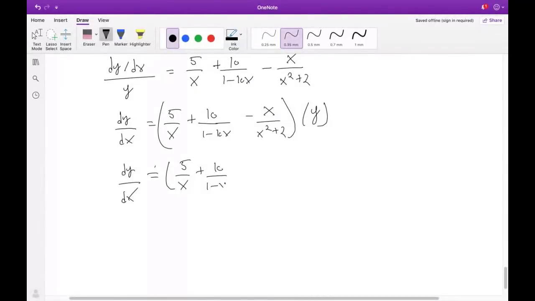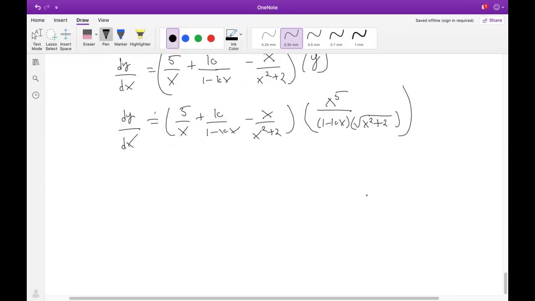So it's just going to be y, and y is just that super long function, which is x to the fifth over 1 minus 10x, x squared plus 2. And so that would be the final answer using logarithmic differentiation. So done with that.